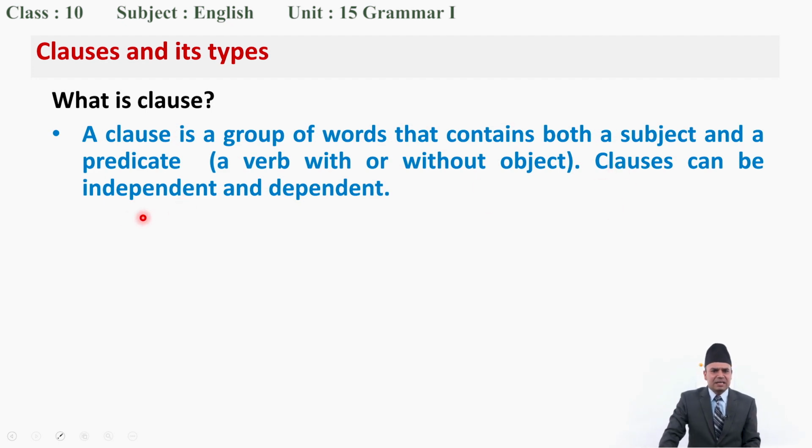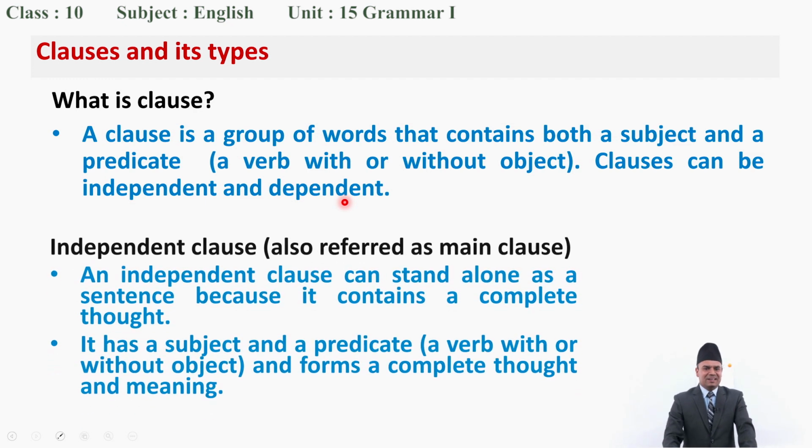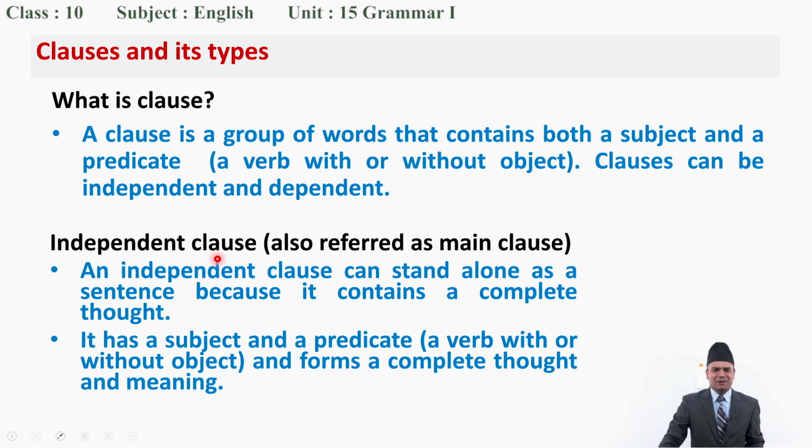Clauses can be independent and dependent. Now you understand there are two types of clauses: independent and dependent. What do you know about these clauses? Do you have any idea what independent and dependent clauses are? Wait, don't worry about that. I'm going to describe it for you. So, of course, an independent clause is also referred to as a main clause.